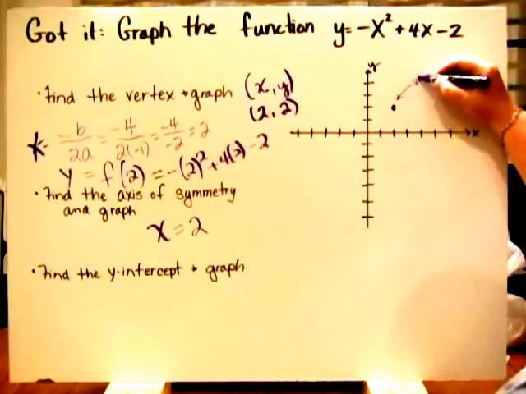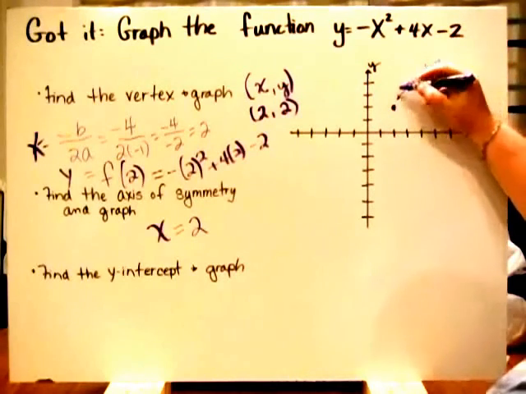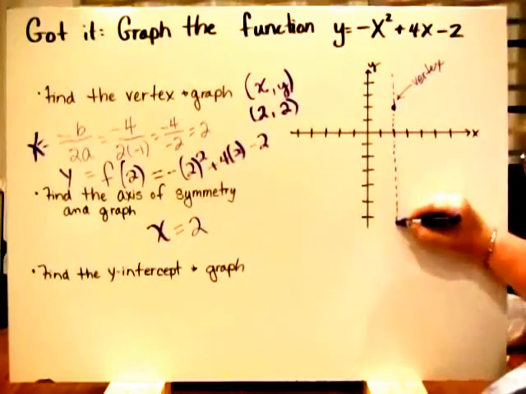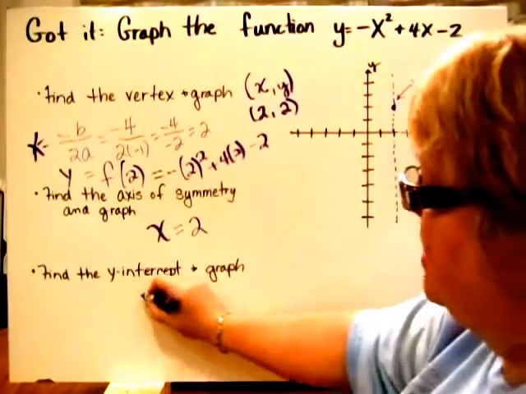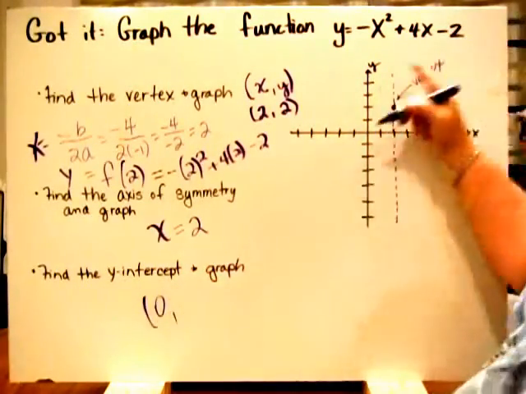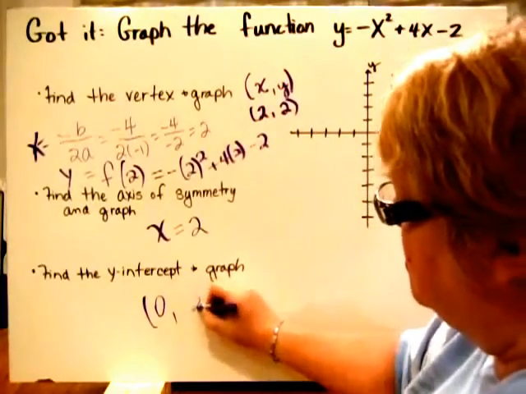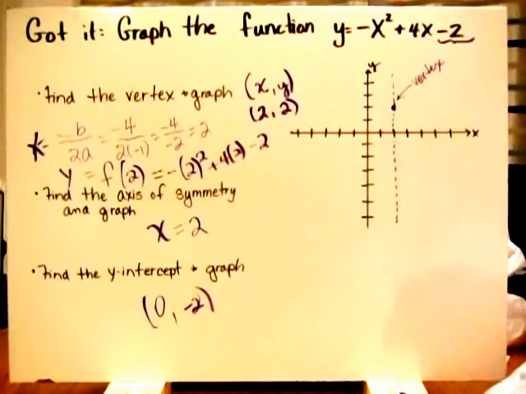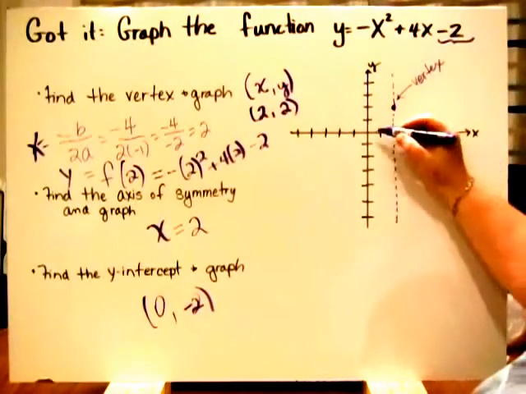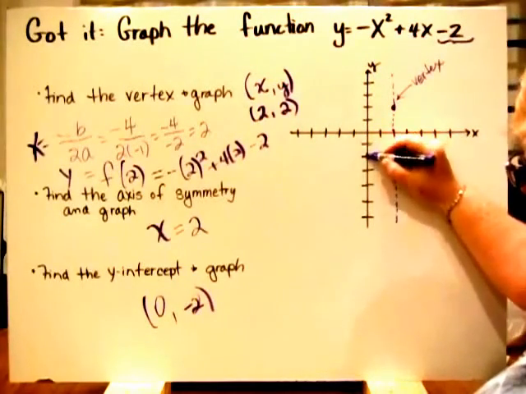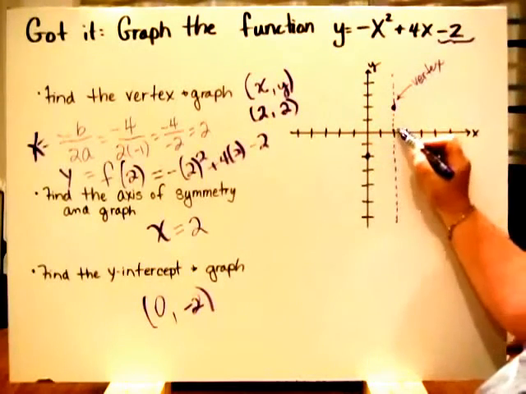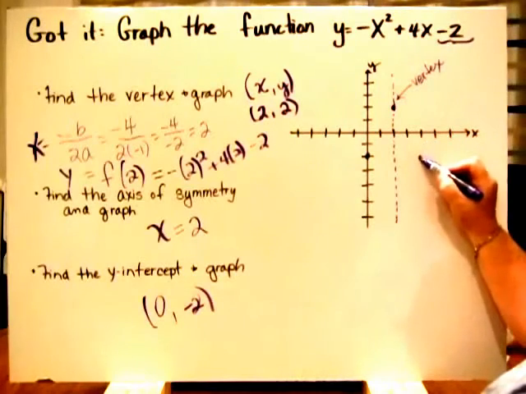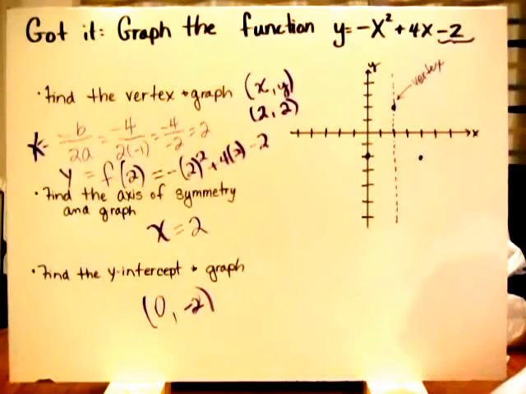So we can graph our vertex. We can go ahead and graph the axis of symmetry. Our y-intercept will be the point (0, c), and c is a negative 2. Be careful, remember that negative sign goes with that 2. So our y-intercept is the point (0, -2). We went 2 places to the left and 2 down, so we go 2 places to the right and 2 down, and there is our reflected point.